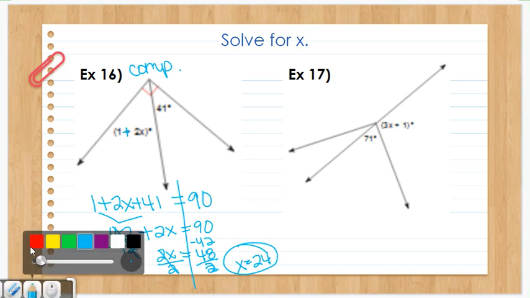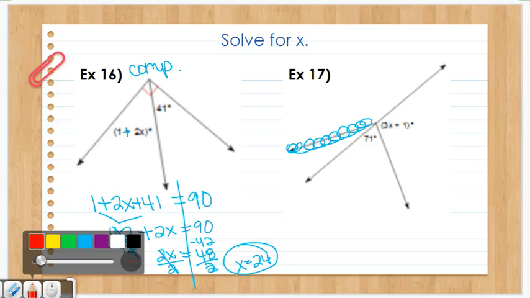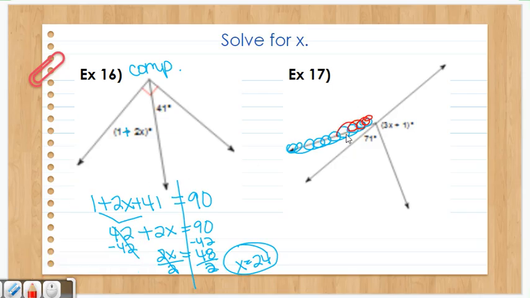I'm going to switch colors and come over here to 17. This one provided us with this ray right here coming off that is just extra, so you can scribble it out. They like to do that to just kind of throw you off. So we don't even need that angle. Now if you look at it, you can see a little bit better that these two angles make this straight line here, so they're supplementary.